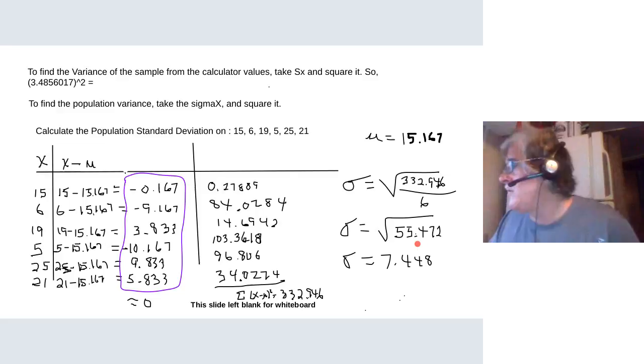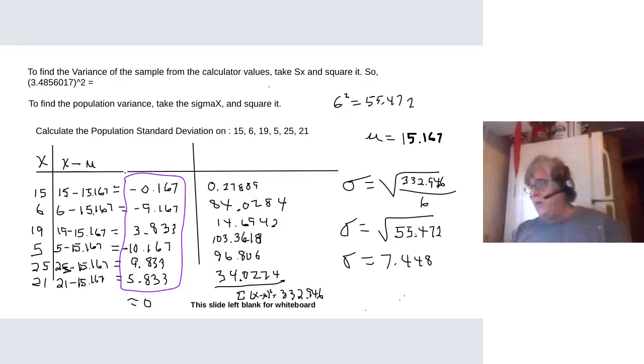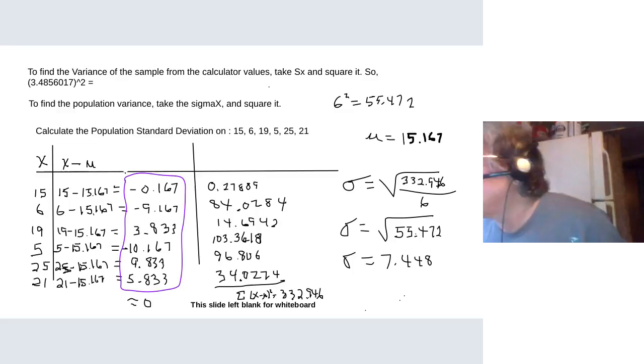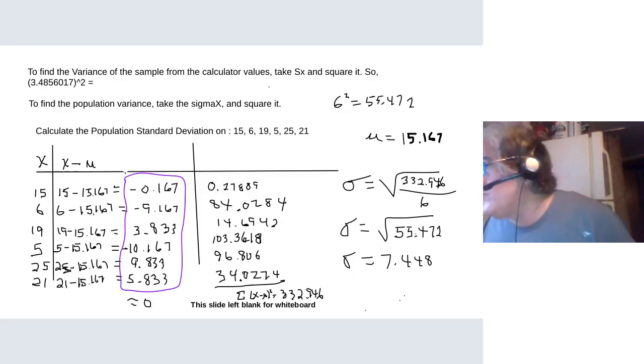So if you wanted to, the variance, I mean the sigma squared, would be 55.472. So you see that with 6 of them, doing it by hand takes a lot of work, okay? With the spreadsheet, I did it in like a minute or two. Let me show you that back. I just went ahead and did it real quick on there.